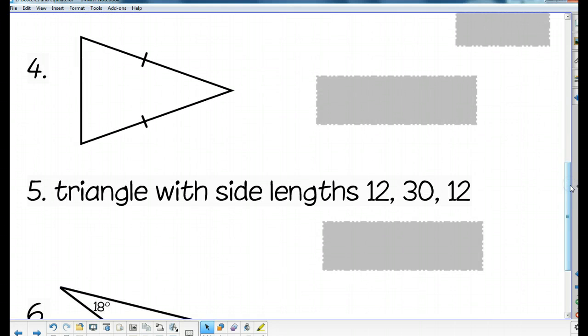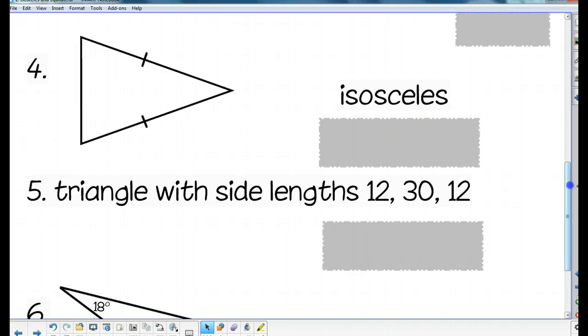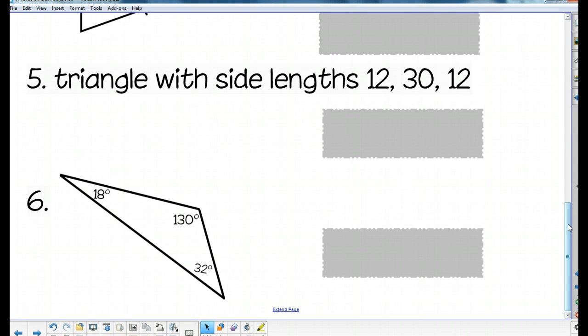Number 4, Nasia. Happy birthday. Happy birthday. Number 4. Isosceles. She got it right. Good job, birthday girl.